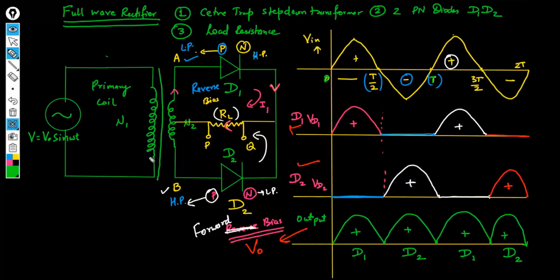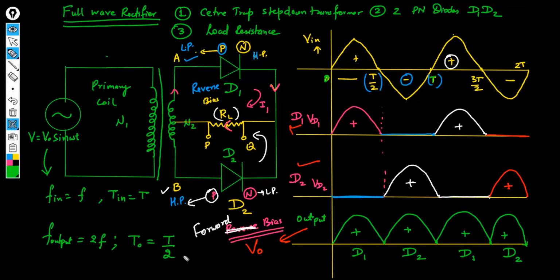So now in this full wave rectifier, let's say the frequency of input is F and the time period of input is T. Then the frequency of output will be just double that of input, and the time period of output voltage is half that of the input voltage. You can see now the repetition is done in half the time interval. Is it clear to everyone?